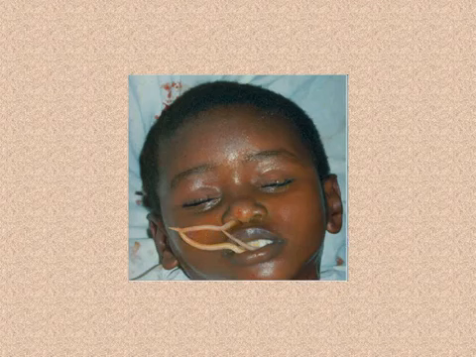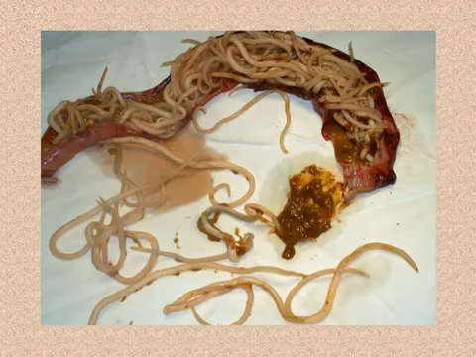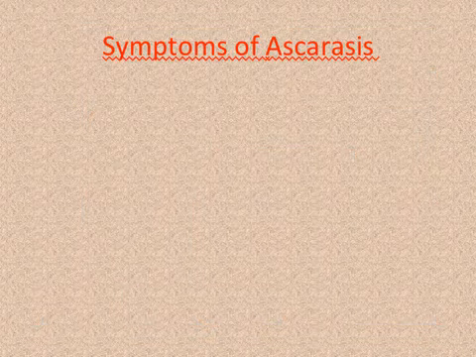Now this next picture is kind of a little intense, so prepare yourself. This is a pig intestine, and the ascarid worms have reproduced so much within the intestine that they're blocking the intestine of this pig, and that's how this pig died. But you can see just lots and lots of worms inside the intestine.